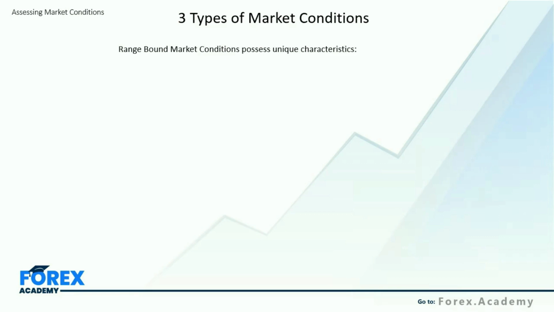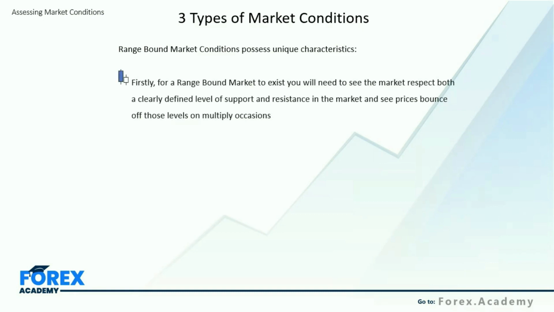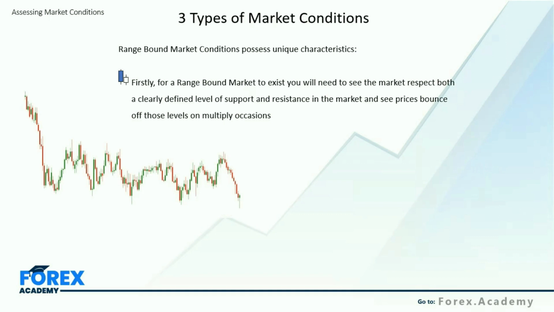So firstly, just to look at range-bound market conditions and the fact that they do possess some very unique characteristics. For a range-bound market to exist, you will need to see the market respect both a clearly defined level of support and resistance and see prices bounce off those levels on multiple occasions. So just looking at this price chart and using this as a first example, we can work with what's called genuine levels of support and resistance, and you can identify those levels fairly easily.